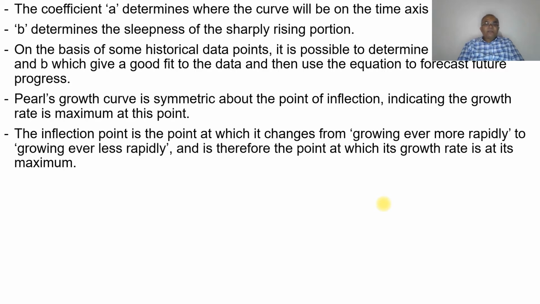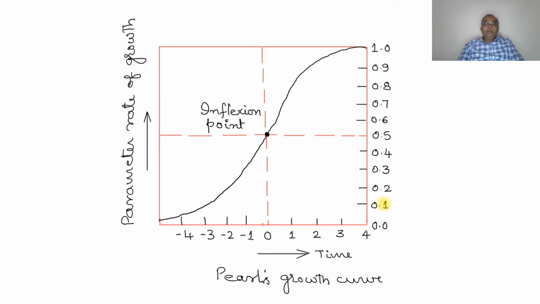On the basis of some historical data points, it is possible to determine the values of A and b, which give a good fit to the data, and then use the equation to forecast future progress. Pearl's growth curve is symmetric about the point of inflection. So this is the point of inflection, where it is symmetric on this side and also on this side. Here you have time versus parameter rate of growth, with the upper limit here and the lower limit as 0, and this is the positive side of the time and this is the negative side of the time.